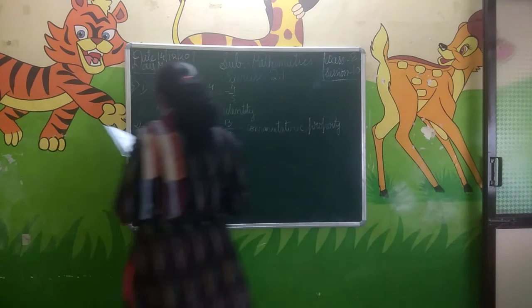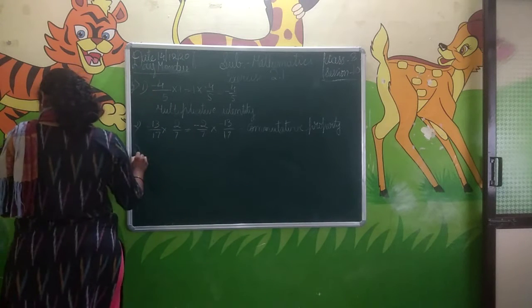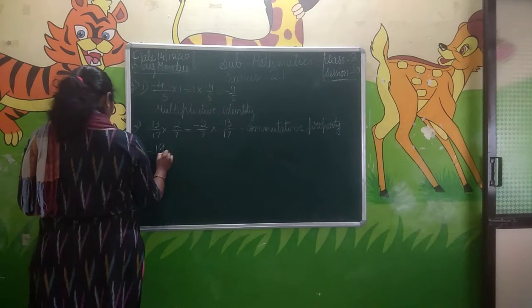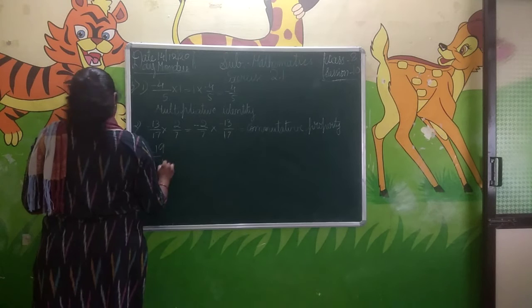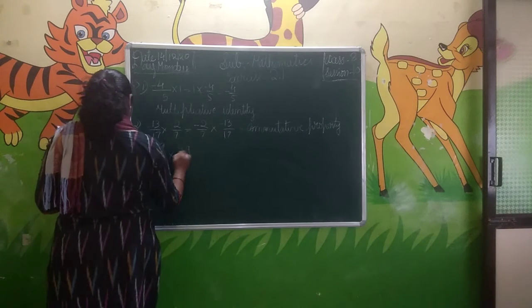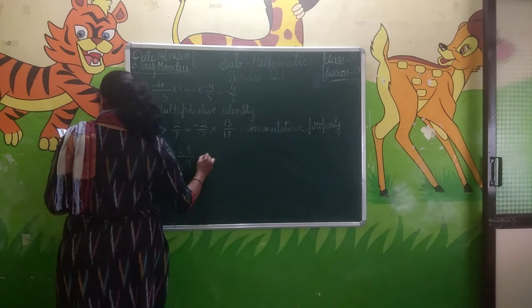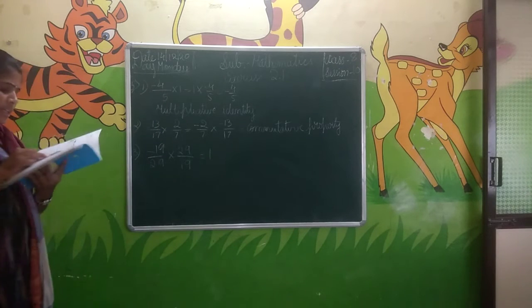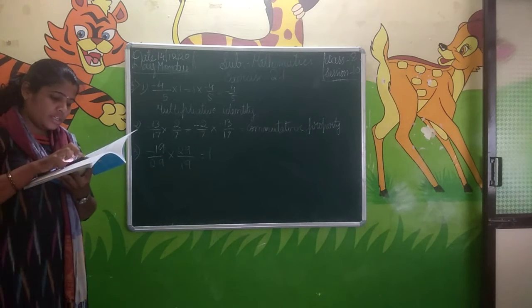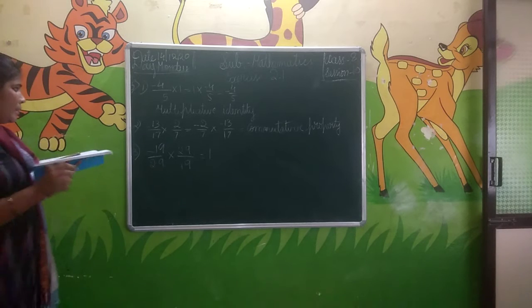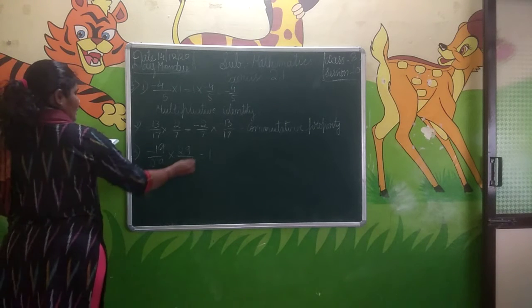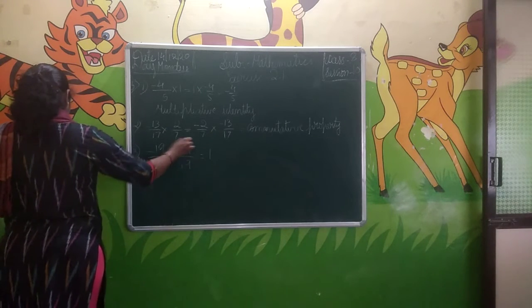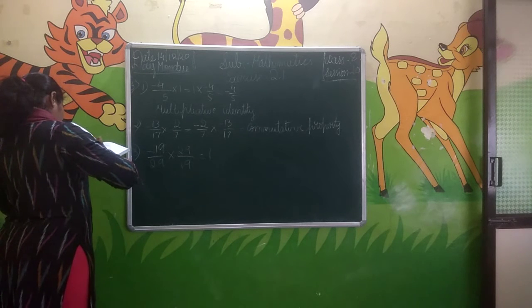When you come to the third problem, what is the third problem they have given here? Minus 19 by 29 into 29 by minus 19 is equals to 1. In this, which property have they used here? See here, they have been cancelled here. 19 ones are 19, 29 ones are 29. So which property has been used here?